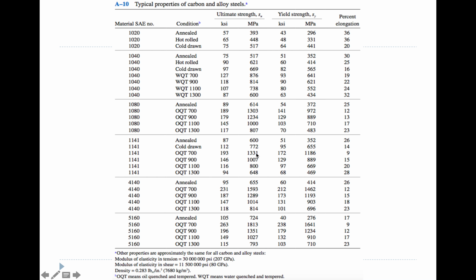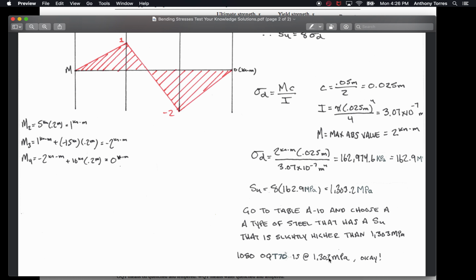Then there's 1331, 1350, 1351 down here. If you're really uncomfortable with that, then go with this one. Either one would work. I think in my notes I said that the 1080 OQT 700 is at 1303 megapascals. That's probably okay. It's 1303, so something equal to or slightly higher. This depends on your style of designer. If you worry about that, then just pick the one that's slightly bigger, the 1331.